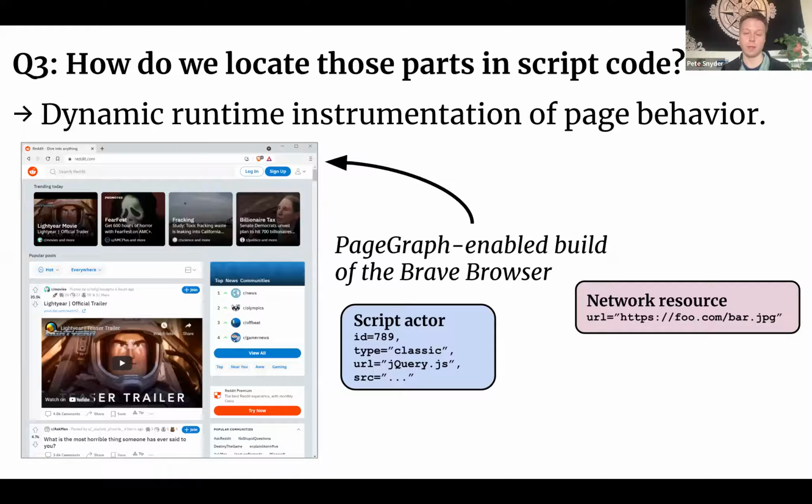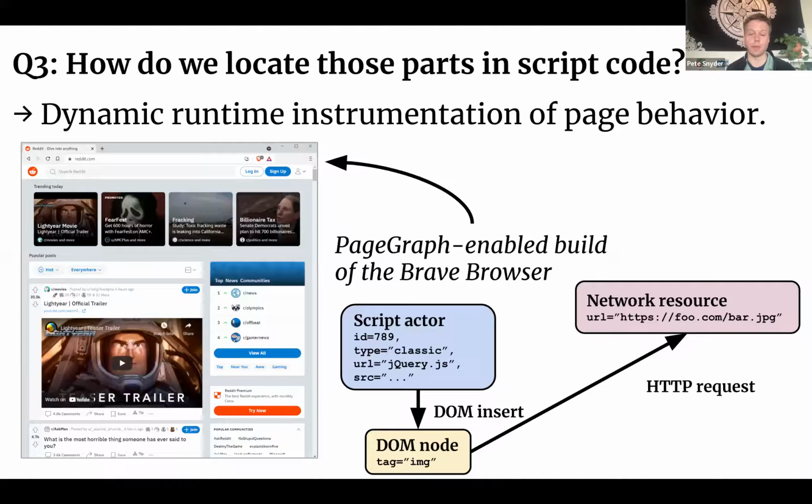And if we want to record in Pagegraph a script injecting an image into a page to induce this network request, we might do so like this. We'll have some additional node that represents an image tag on the page. We record that the script inserted that image tag into the document, or into the DOM, and we note that that image tag then induced this network request for this thing over here.